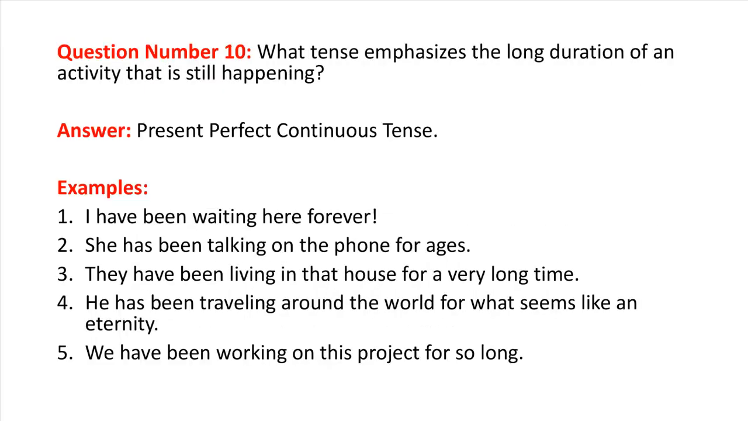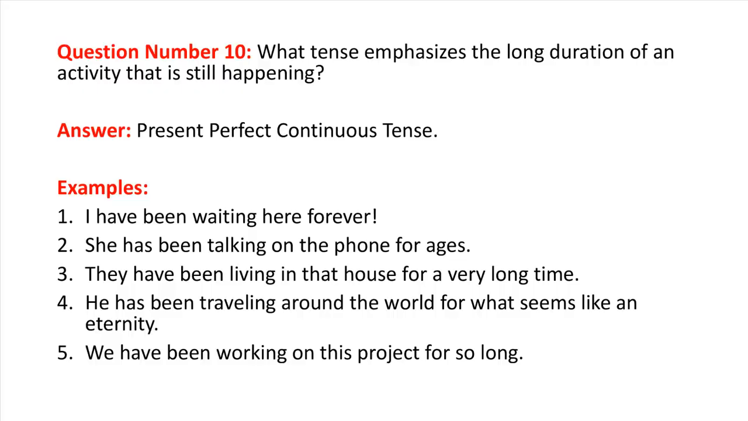Question number 10. What tense emphasizes the long duration of an activity that is still happening? Answer: present perfect continuous tense. Examples: I have been waiting here forever. She has been talking on the phone for ages.